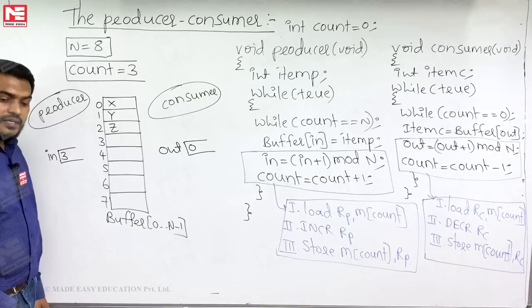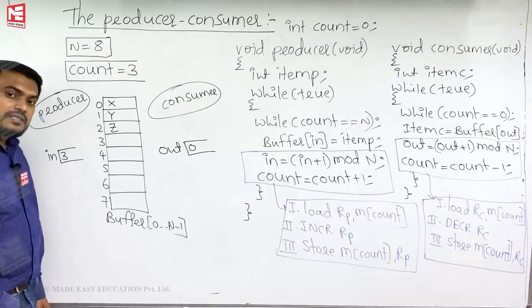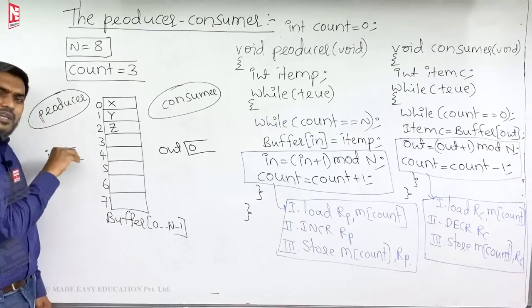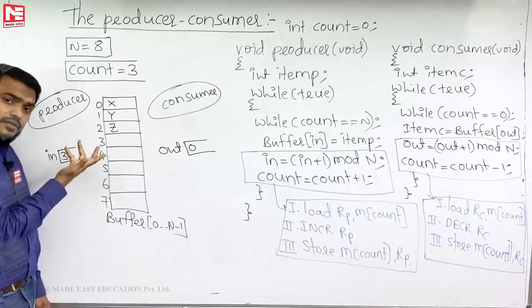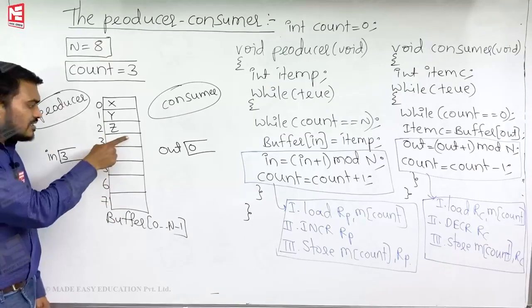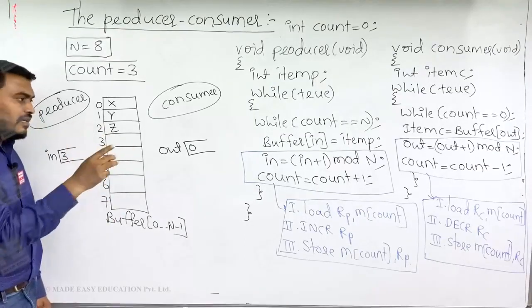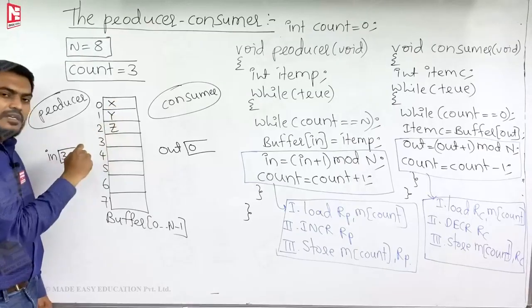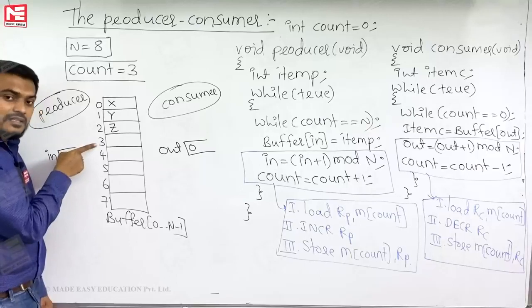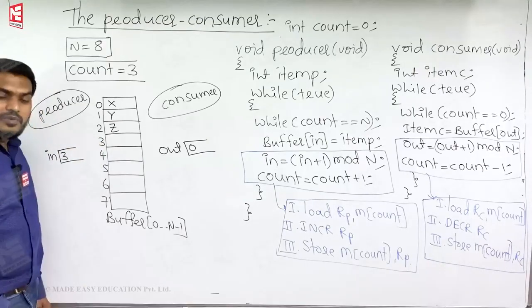Note down, in is a variable used by the producer to identify the next empty slot in the buffer. Because when the producer keeps on producing items in the buffer, the producer should know where the next empty slot is. When you have n slots, what is the next empty slot? The buffer already has 3 items, for example x, y, z. The next empty slot is 3. So in is pointing to 3 here, because that is the next empty slot in the buffer.